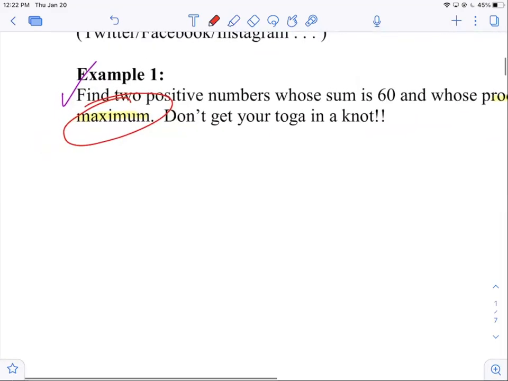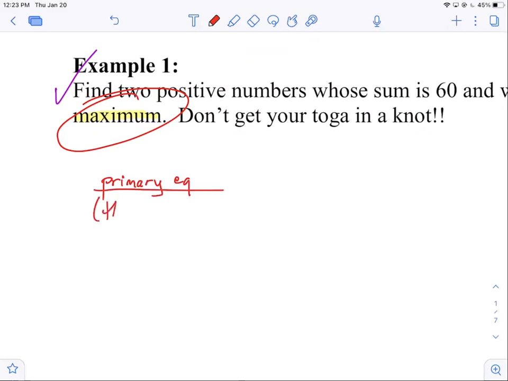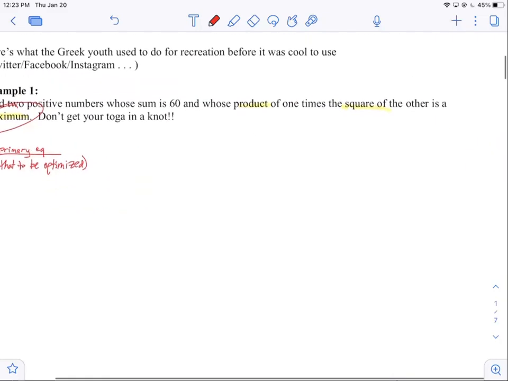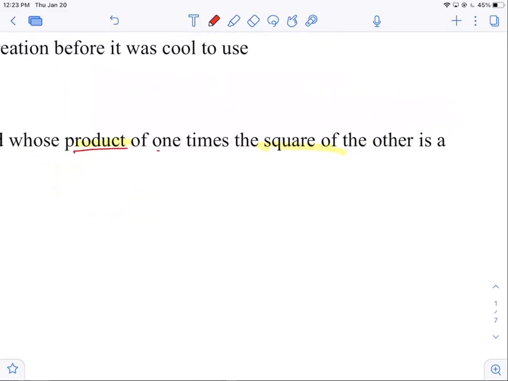Now, here's how you're going to do every single optimization problem. You've got to squeeze your own juice, right? There's no equation given. You're going to write this first. I call it a primary equation. A primary equation is going to be that to be optimized. All right. So what are we trying to maximize? We're trying to maximize the product of one number times the other one squared.